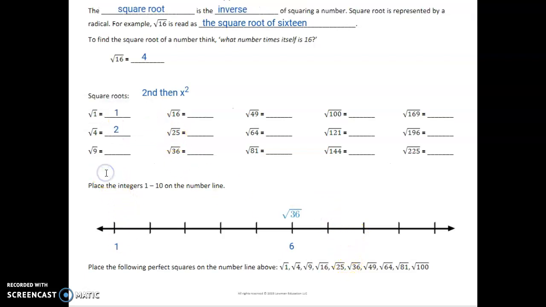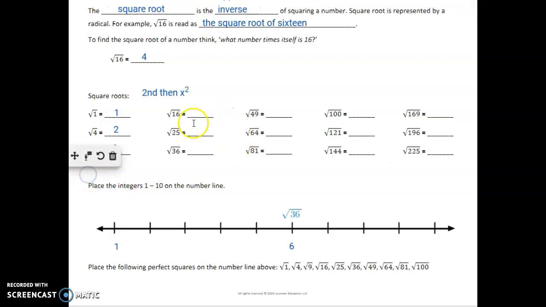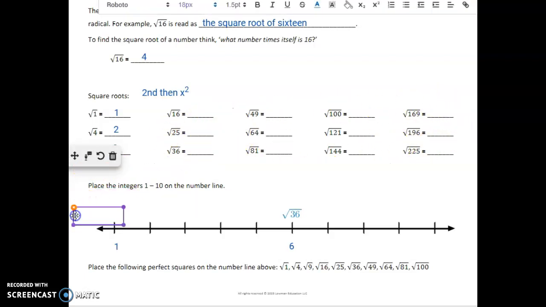Let's do one more. If you put second x squared 9 into your calculator, you are going to get an answer of 3. So I've done this first row for you. I need you to please answer the rest of these square root problems.